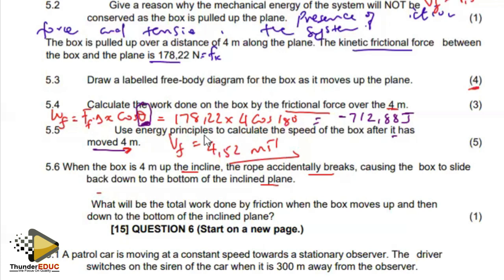So looking at the work done by the frictional force, remember we got it as negative this much. This was just to move up the box, which means even when the block is sliding down, the same amount of energy will be done because it is still the same surface, the same coefficient and everything.